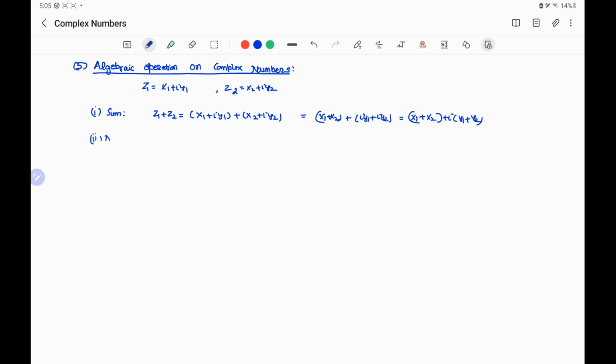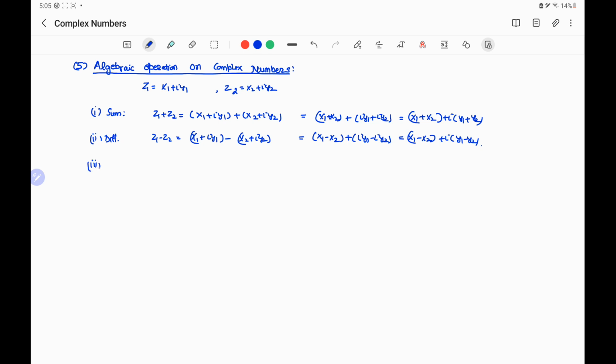Then the difference of the two complex numbers, that is z1 minus z2. Again we can write x1 plus iy1 minus (x2 plus iy2). It will be equal to, now again we have to subtract real number from real number and imaginary from imaginary. So we will have x1 minus x2 plus iy1 minus iy2. So it will be equal to (x1 minus x2) plus i(y1 minus y2).